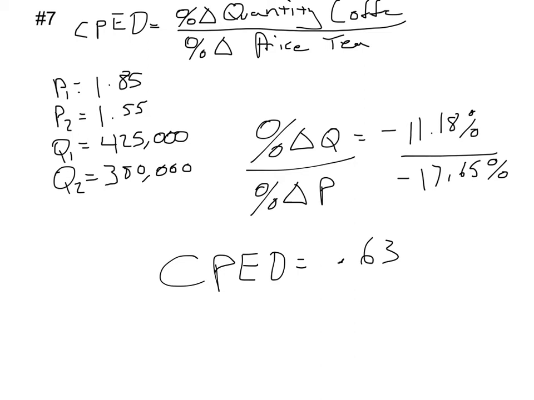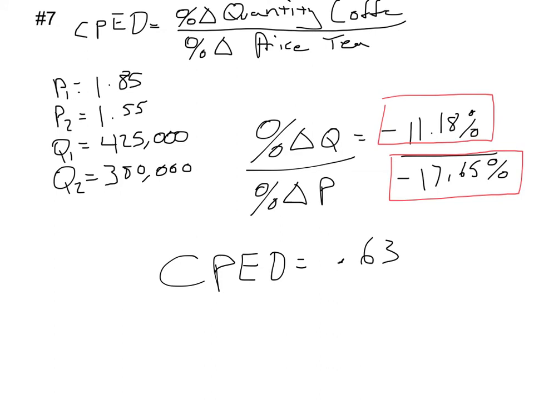If you want to know what type of good they are, think about what's going on. The price of tea here is decreasing by 17.65%, which should, in theory, mean people will buy more tea since it's now cheaper. If they're going to buy more tea, they drink less coffee, and so quantity demanded of coffee falls as well.